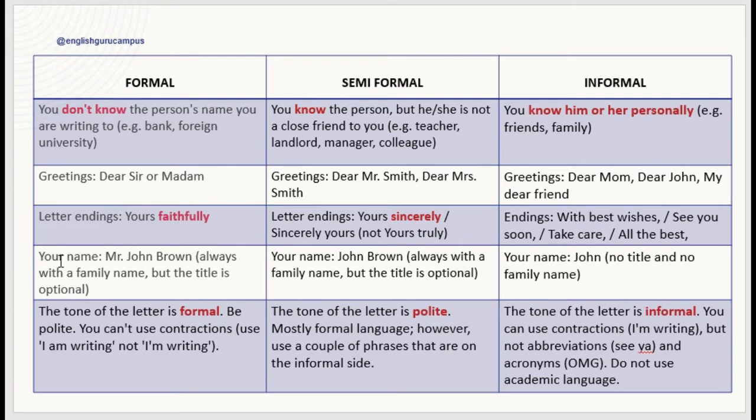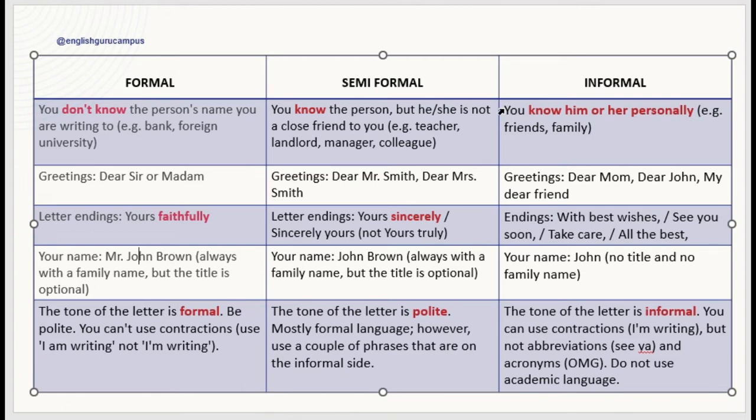Then your name, Mr. John Brown. After the ending, you have to write Mr. John Brown, always with a family name, but the title is optional. You don't have to write this Mr. But your name should be something like this. Then the tone of the letter is formal. Be polite, you cannot use contractions. Use I am writing, not I'm writing. Okay, I hope you get it.